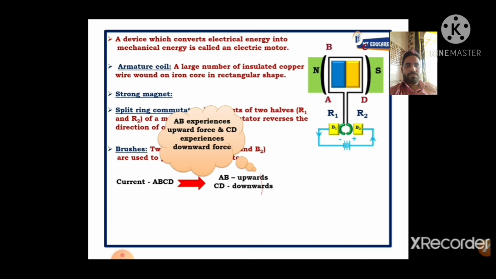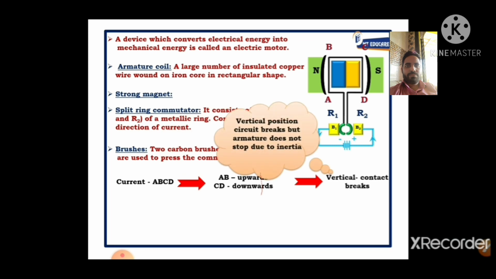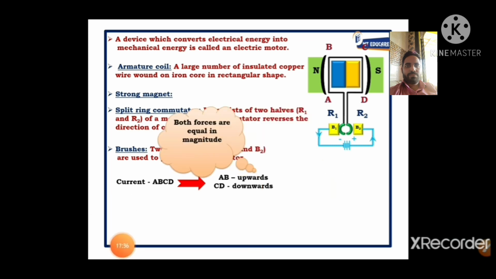So current will pass through this coil A, B, C, D. At that moment first AB will go upward and CD will go downward. So AB experiences the upward force, and what does this mean? AB is going upward and CD downward. This means the coil is going to rotate, so when the coil rotates AB goes upward and CD goes downward. That means AB experiences the upward force and CD experiences the downward force. Both these forces are equal in magnitude.